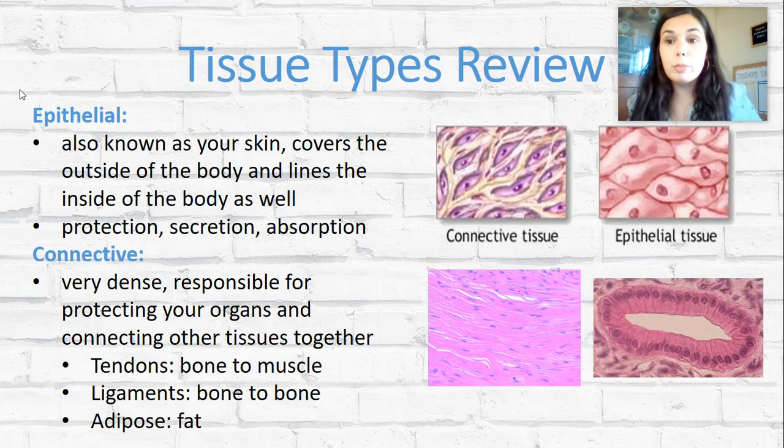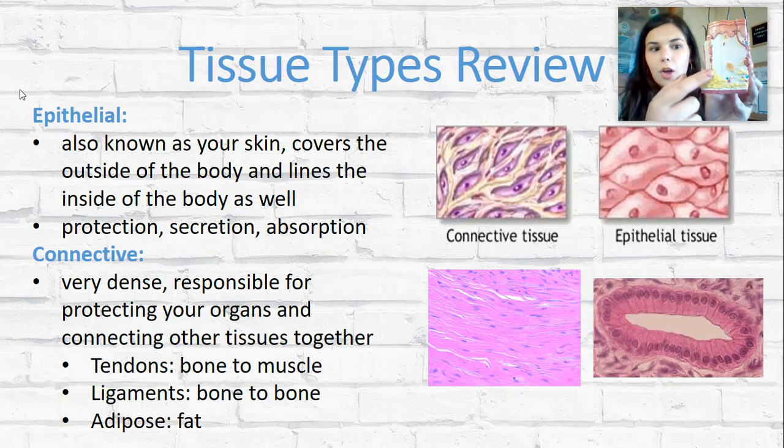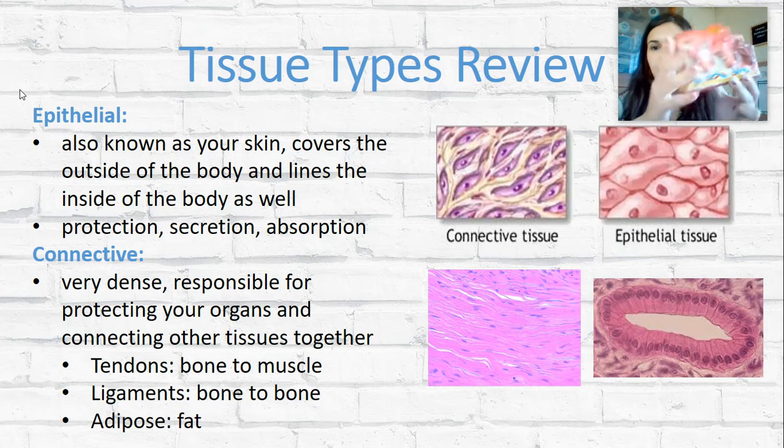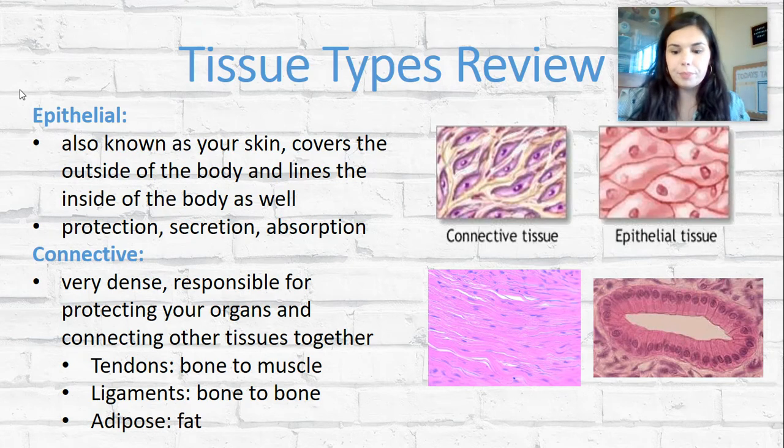Remember that connective tissue, because it's so dense and thick, is responsible for protecting your organs and connecting other tissues together. We also have, within our connective tissue, tendons and ligaments. So remember that tendons connect bone to muscle, while ligaments connect bone to bone. And then your adipose, again, is that fat. It is this yellow, bumpy, bubbly looking part at the bottom of your skin.